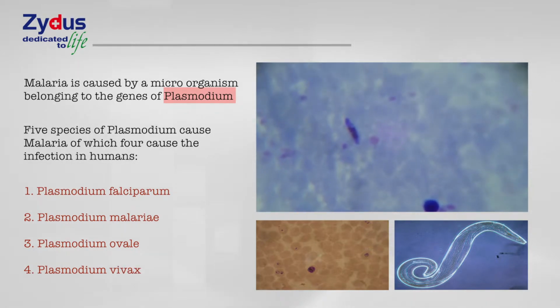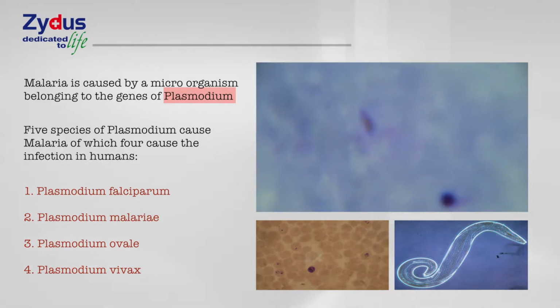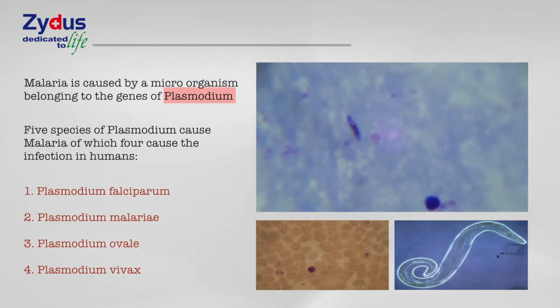These species are Plasmodium falciparum, Plasmodium malariae, Plasmodium ovale and Plasmodium vivax. Vast majority of deaths are caused by Plasmodium falciparum. The remaining 3 species cause a milder degree of malaria in humans.